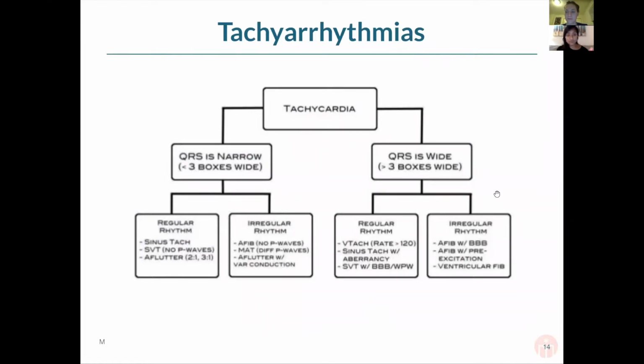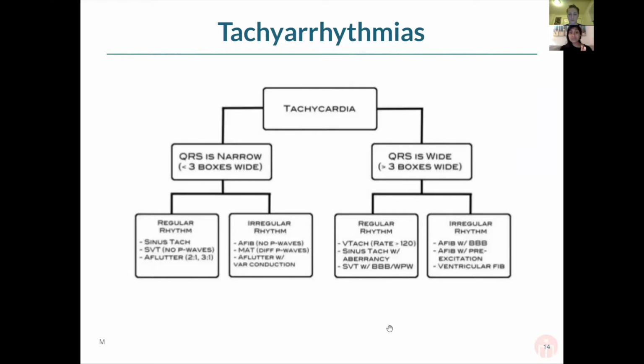So the first branch point is something that we were alluding to when we were talking about the intervals. That would be a wide complex tachycardia or a narrow complex tachycardia. As we said, the normal QRS is 120 milliseconds, and one of the small boxes is 0.04. So 3 small boxes should be your cutoff for narrow complex versus wide complex tachycardia. And there are sort of 4 branches.